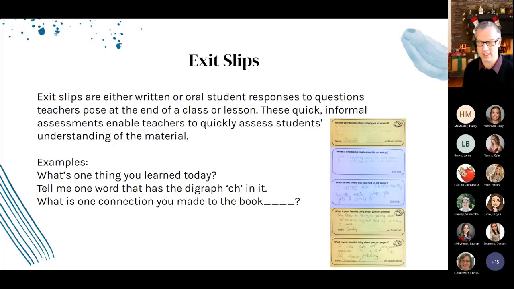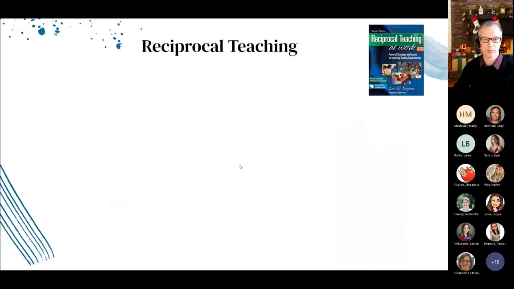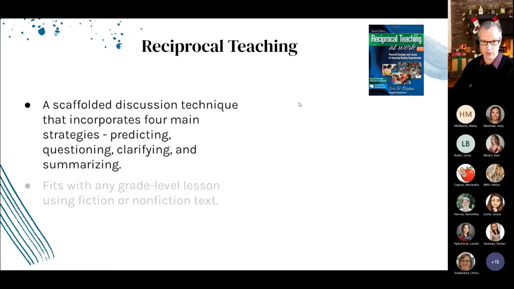So they're informal. You're not assessing any of this, but it enables teachers to quickly know where their students are at. So some examples, again: what's one thing that you've learned today, or tell me one thing that has a diagram in it, or what is one connection you've made to the book. So exit slips are one of these. Right here, you can see there's exit slips there, but obviously there's lots more that you can possibly use.